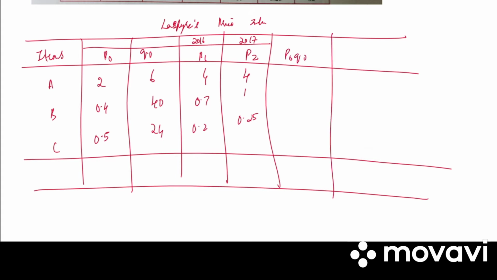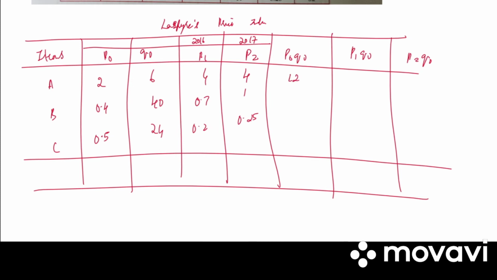In Laspeyres, we don't need Q1, P1, Q0 and P2, Q0. Why P2, Q0? Because they have asked us to find for 2 years, that is 2016, 2017. So instead of writing P2, you can again write P1 in bracket 2017. You can write anything, it is okay.